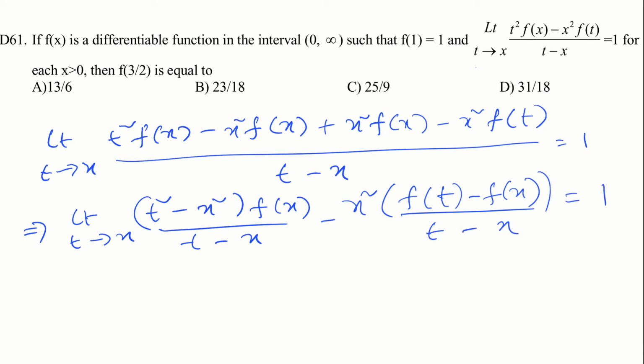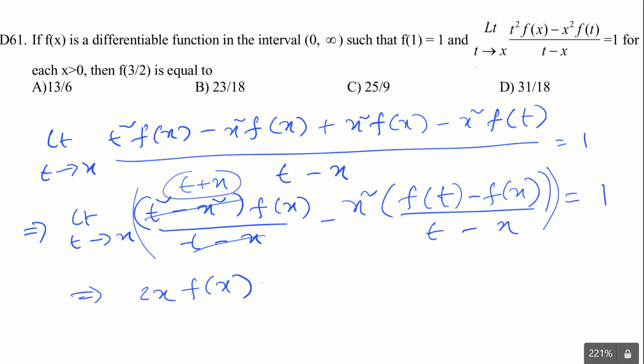Now if I apply the limit, you can see that in the first part I can cancel this t minus x and I'll have a t plus x. So this will go to 2x. So it is 2x into f of x minus x square into, this is nothing but f dash of x, equal to 1.